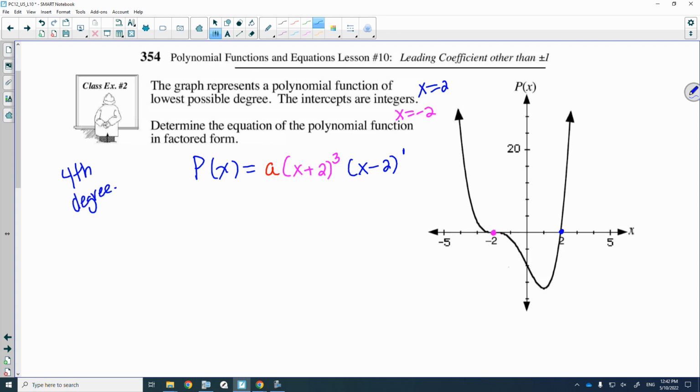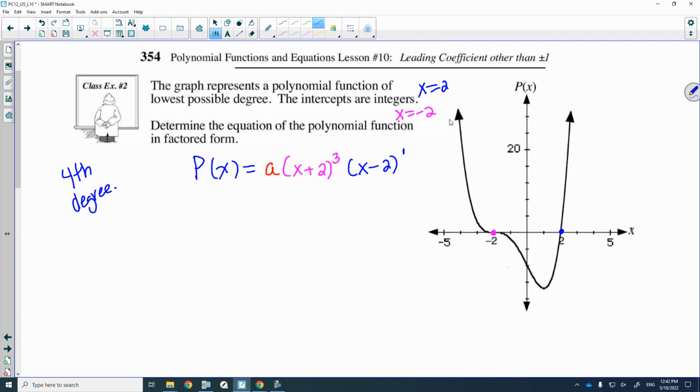And looking at the graph, you know it has to be even, right? It has to be even because of the end behavior of my graph. Is my a value going to be positive or negative? It's going to be positive. If we get a negative a value, we've done something wrong.